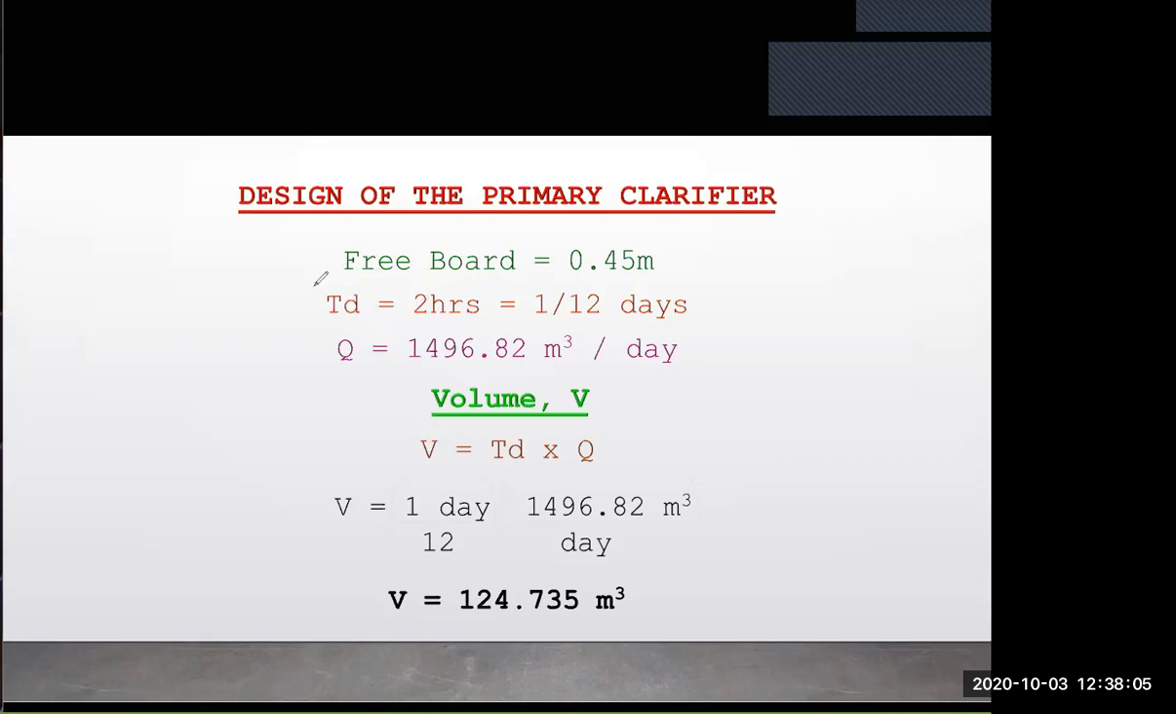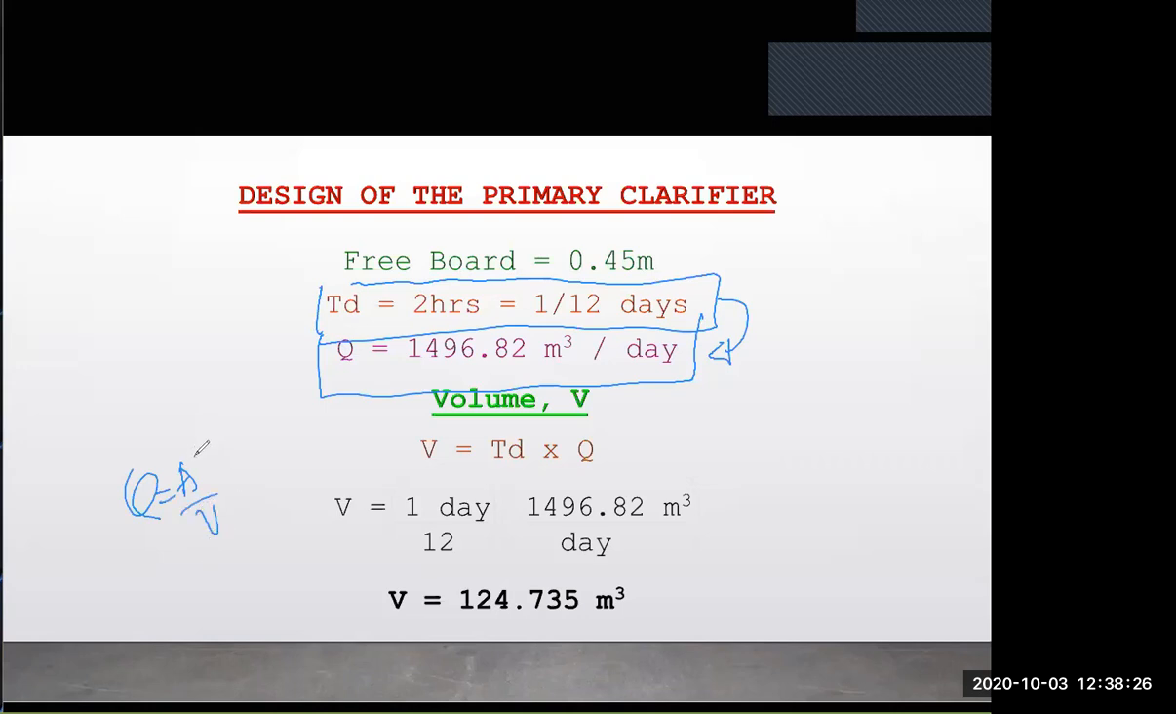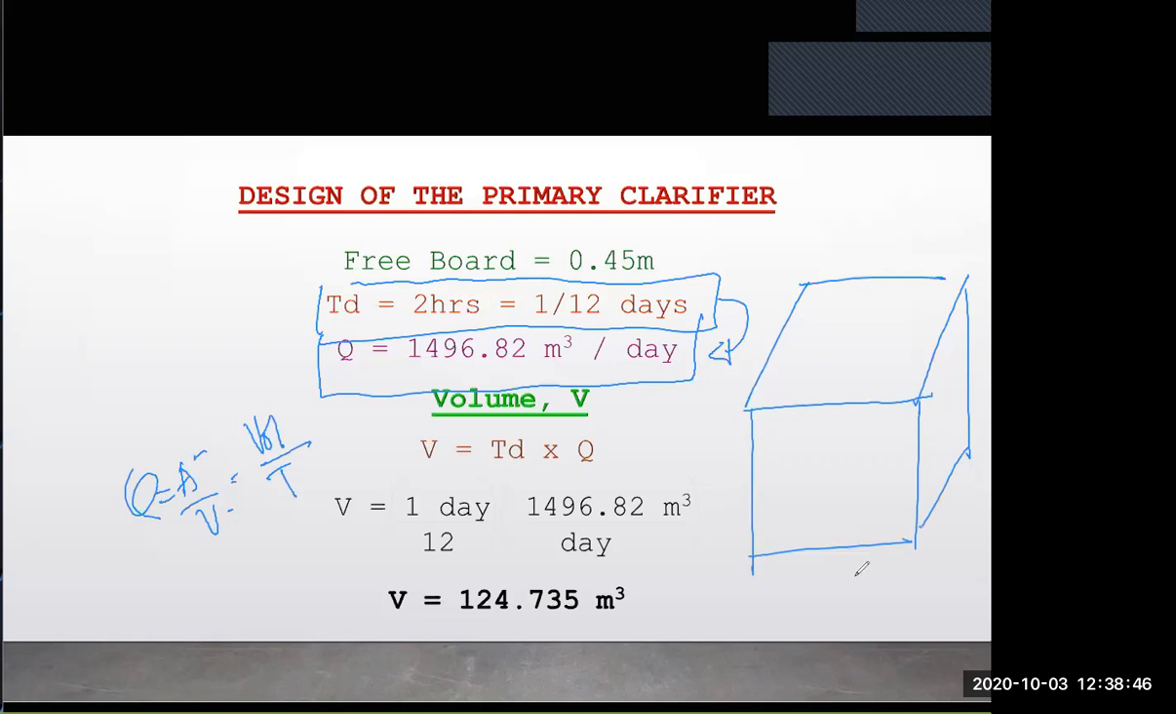Okay, so the detention time is given, that is 2 hours. Or when you convert that one to days so that we have consistent units, you have Q that is also given, that is 1496.82 cubic meters. So you know that Q is equal to A over V, or that is the area divided by the velocity, or that is just equal to volume divided by your time. So if I want to determine the volume, since I want to determine the dimensions of my tank, I need to determine the volume. Okay?